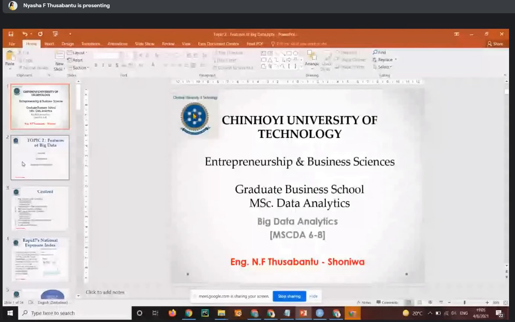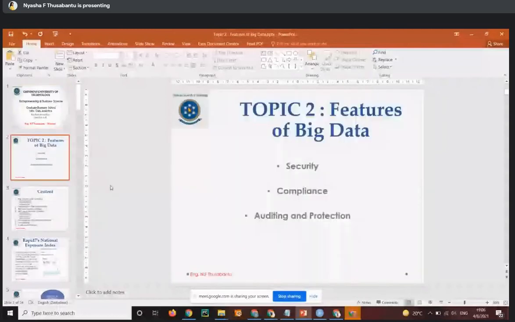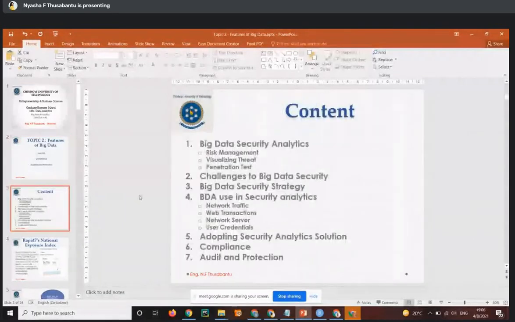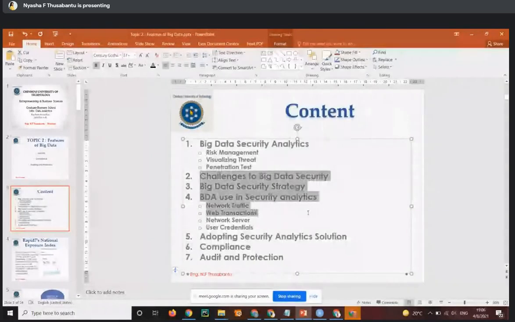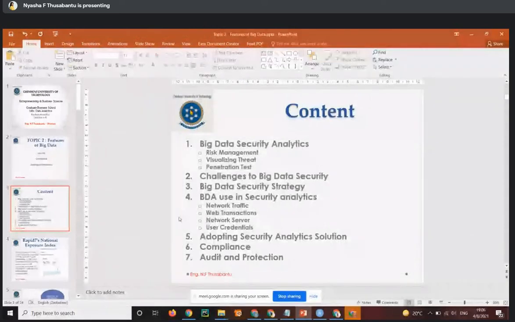Topic 2, which covers chapters 3 and 4, we talk about the features of big data. We talk about issues of security, compliance, audit, and protection. So what's the content? Big data security analytics. We're not going to talk much about it because engineering asked me to say, please, you need to rubber stamp why ethical hacking and digital forensics is important. That's why you notice that most of my examples have been about security a lot, as much as this whole unit was dedicated to just security. So I'll be rushing through this because we've already covered much of it.